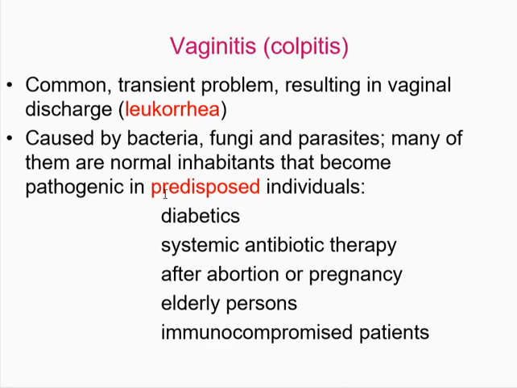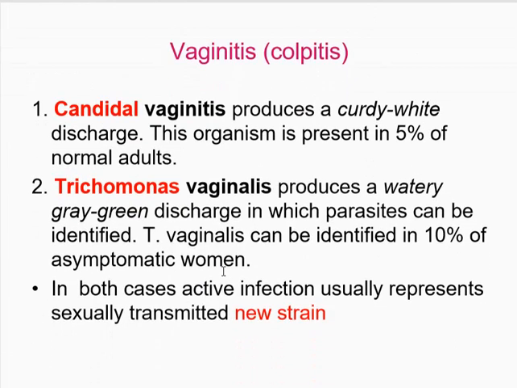Just allowing bacteria to grow in the hyperglycemic surrounding. Systemic antibiotic treatment may kill the normal flora and may cause a disbalance leading to vaginitis as well. After abortion or pregnancy, this is related to mechanical lesions in the vagina. And in elderly persons, immunocompromised patients, the decreased immune resistance may lead to vaginitis.